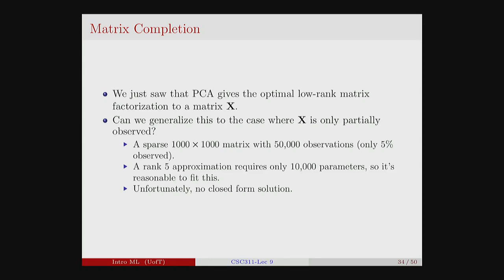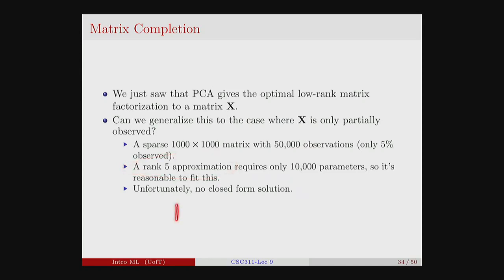So if we want to find a rank K approximation to a partially observed matrix, how might we do this? In a sparse 1,000 by 1,000 matrix, where we only have 50,000 observations, we might think that it's reasonable that the data can be fit using a rank 5 approximation.